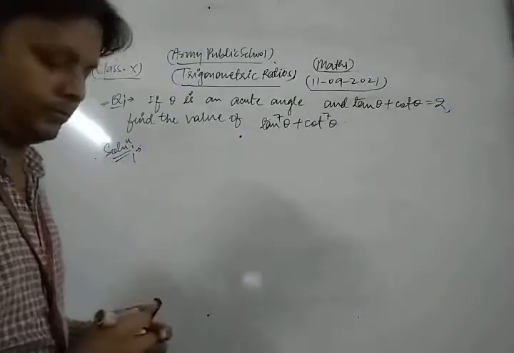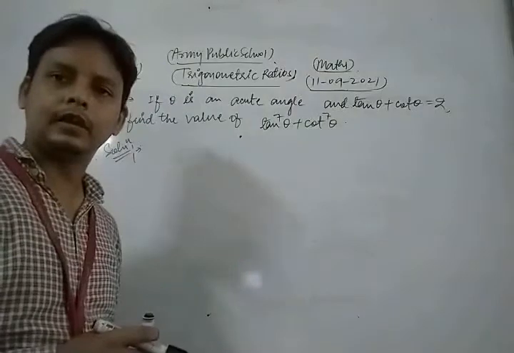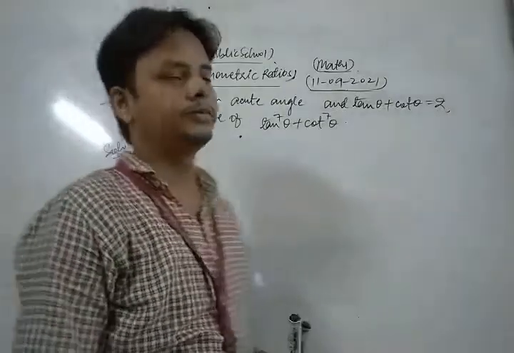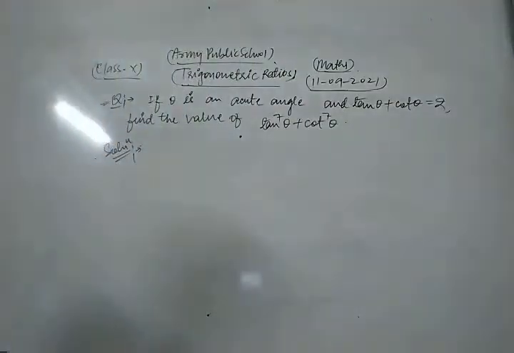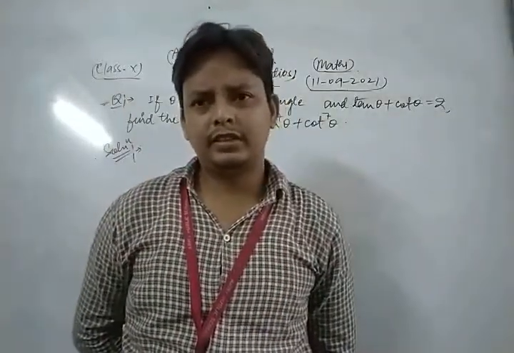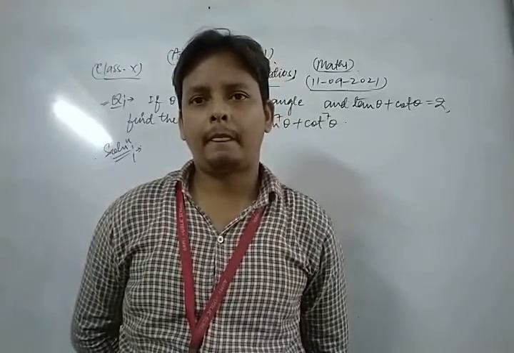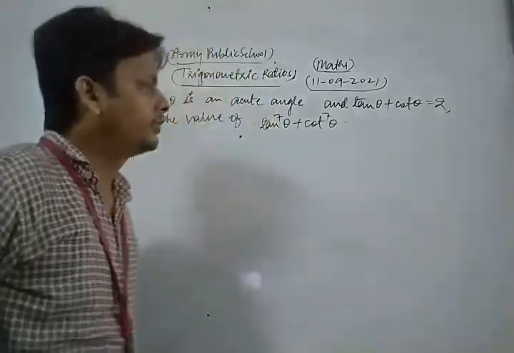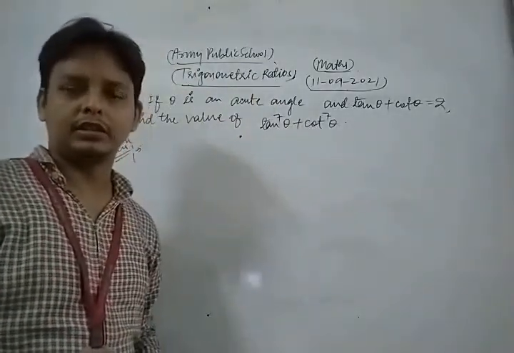Here the question is, theta is an acute angle and a relation is given in our question: tan theta plus cot theta is equal to 2. Find the value of tan to the power 7 theta plus cot to the power 7 theta. So dear friends, in this type of question, first of all we find the value of theta. After that we put the value of theta in the given expression and simplify it. In this way we get our result.